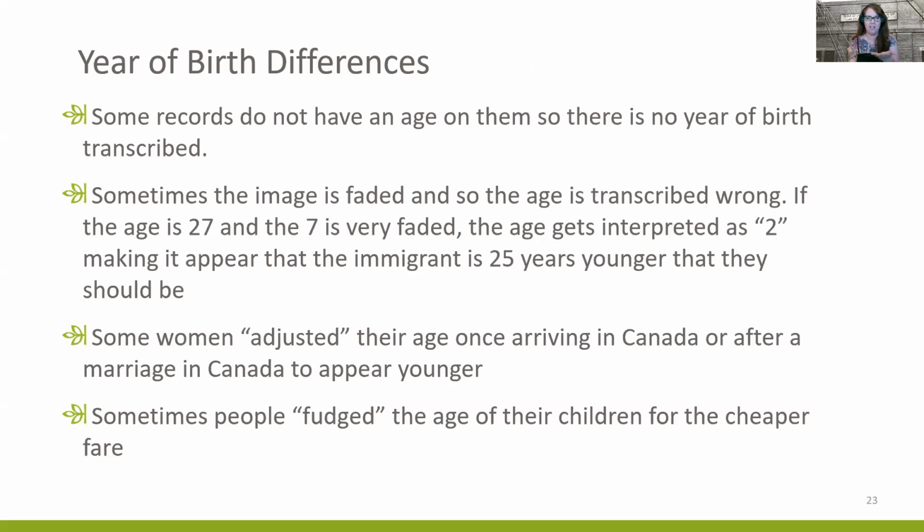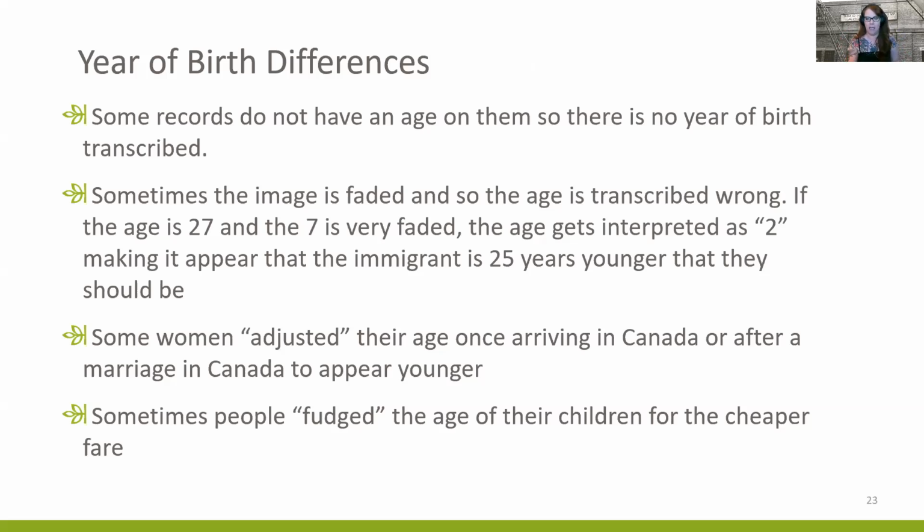So like in this example, somebody's 27 and the 7's faded, the age gets interpreted as 2, and then all of a sudden your 27-year-old immigrant ancestor is now 2 years old. And you might not necessarily look at that because you're looking for someone who's 27, not 2. So something to keep in mind.